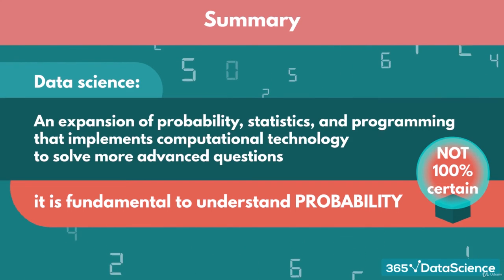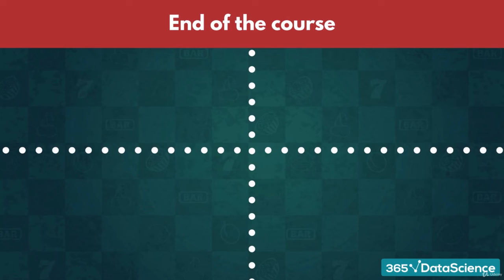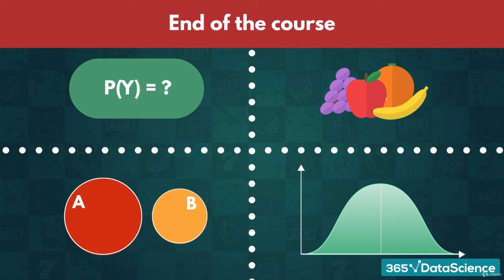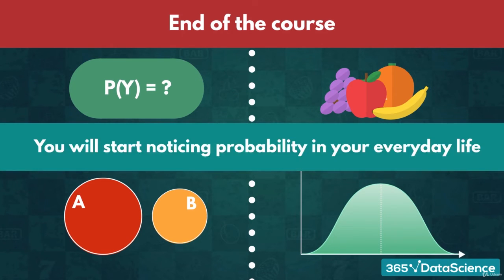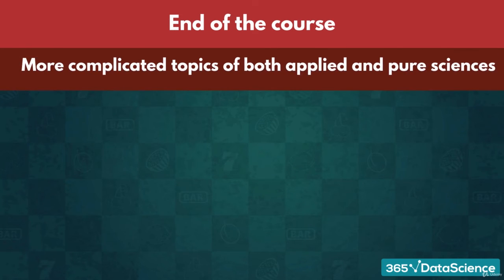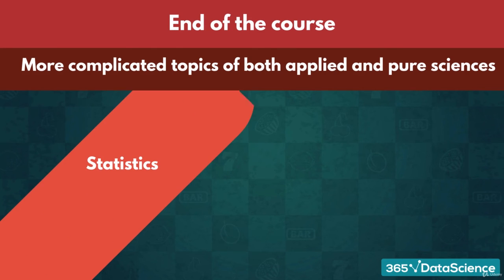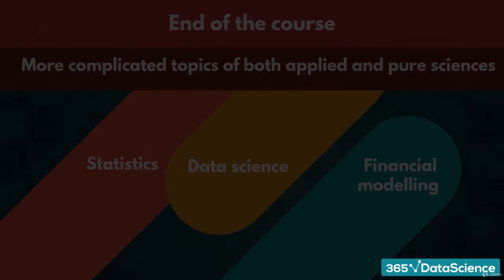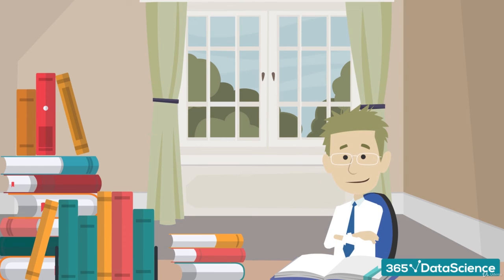Marvelous work, everyone. We have reached the end of this course. I hope you enjoyed the journey filled with certainty and uncertainty, combinatorics, sets, and distributions. After completing this course, you will start noticing probability in your everyday life more. Probably, you will be getting into a probabilistic mindset when facing problems and approach issues from a newly found perspective. I'm certain you're ready to transition into more complicated topics of both applied and pure sciences. Statistics, data science, and financial modeling are only some of the numerous fields you can explore after mastering the foundations of probability. But before you do any of that, take a moment to appreciate how much you have learned.